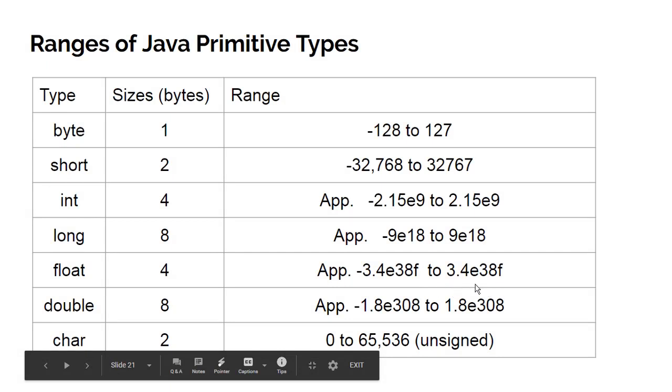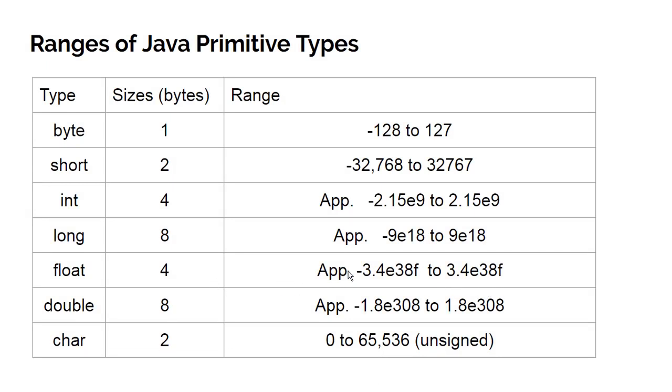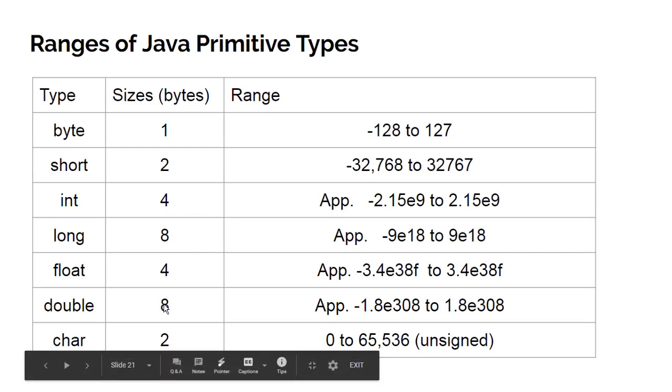In general, I don't recommend using float. Whenever you need floating point numbers, just use double. They can represent bigger numbers, and both long and double use 8 bytes for storage.